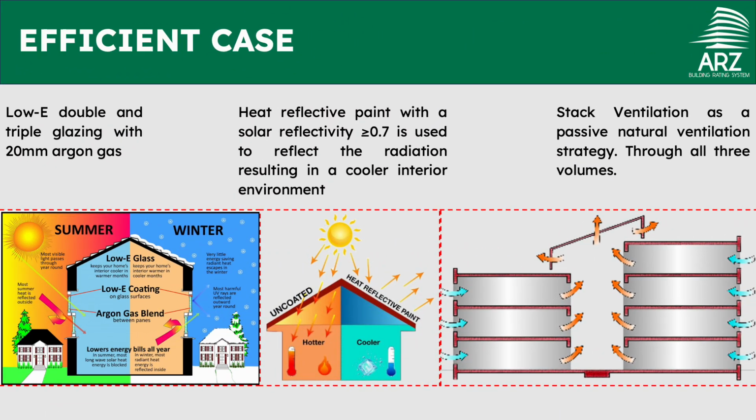In compliance with the ERS rating system, the efficient case uses a low-E double glazing with 20 mm argon gas, a U-value of 1.5 and a solar heat gain coefficient of 0.15, and triple glazing for the atrium with 20 mm argon gas and a U-value of 0.7. A heat reflective paint with a high solar reflectivity is added for the roof, and stack ventilation to achieve passive cooling during the summer.